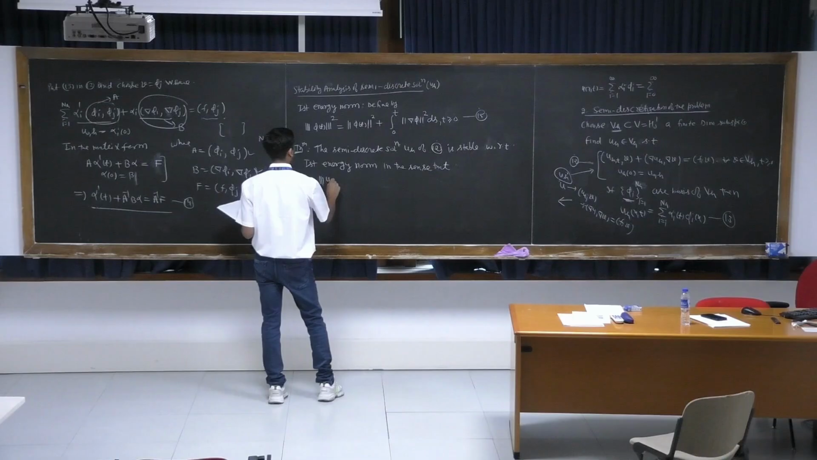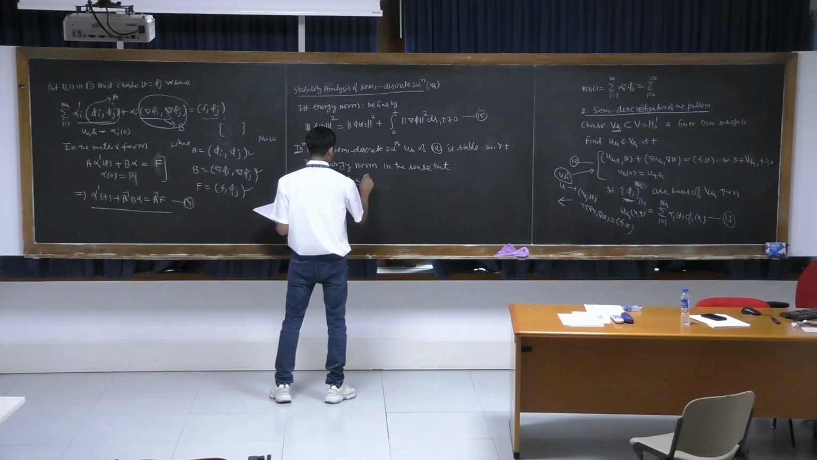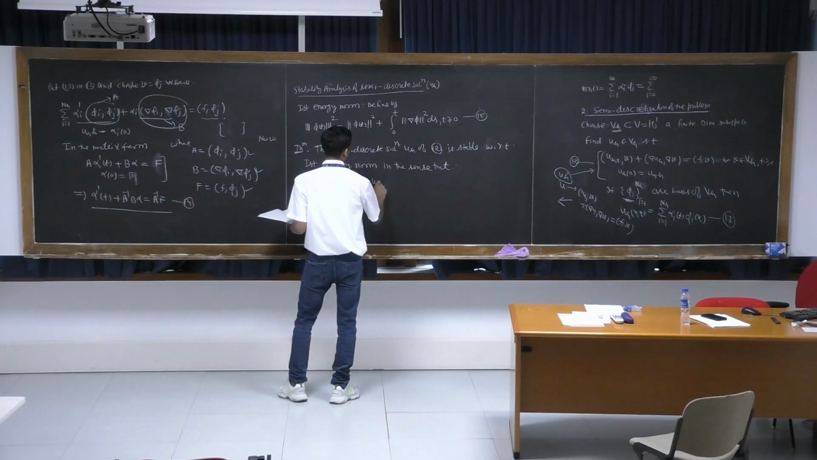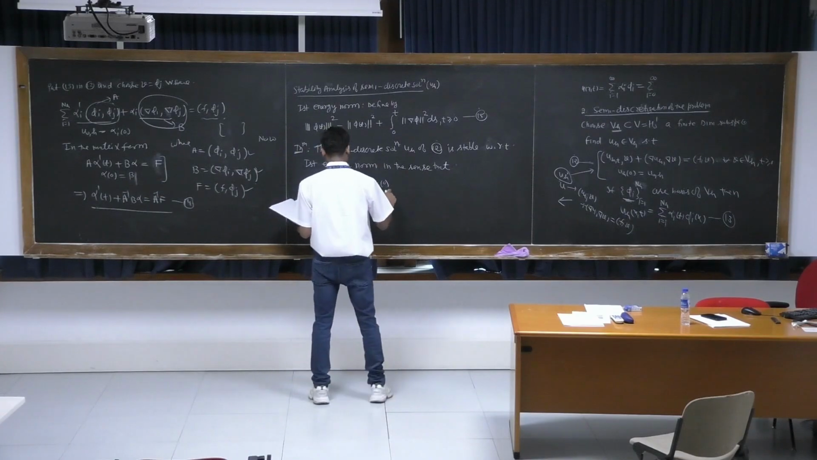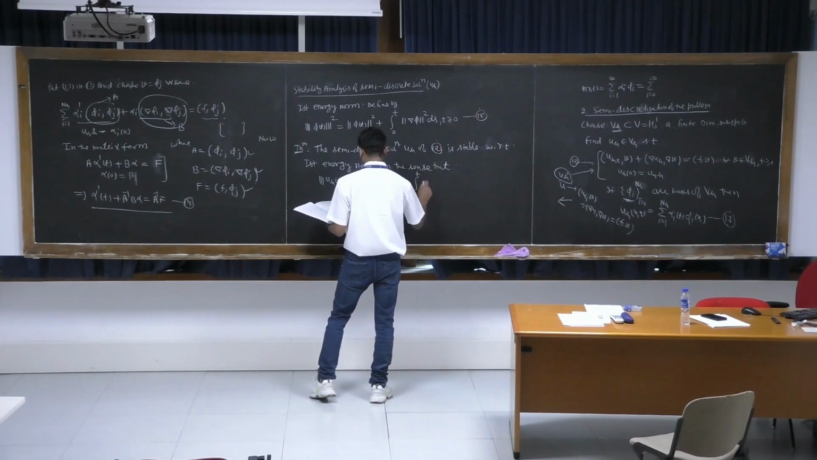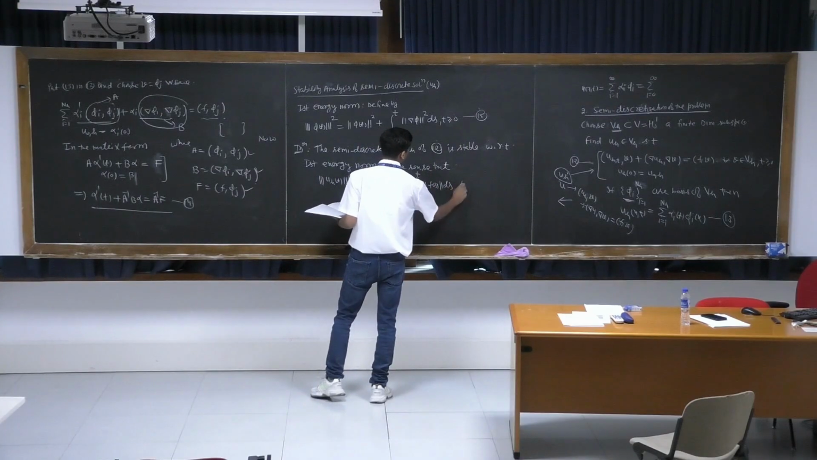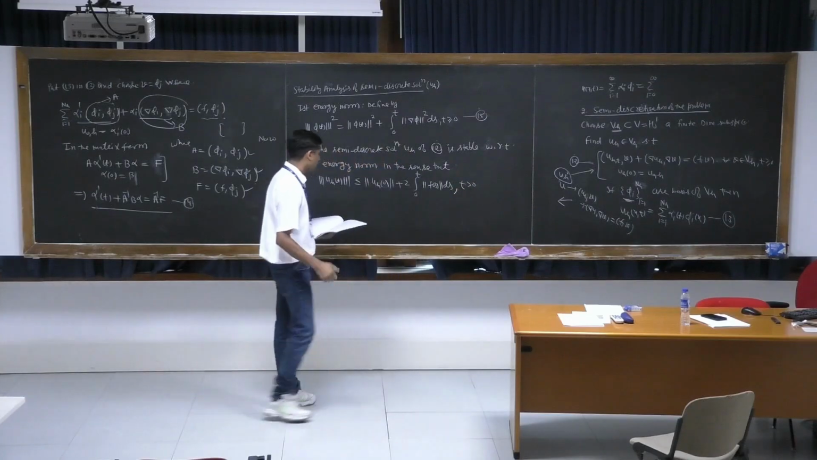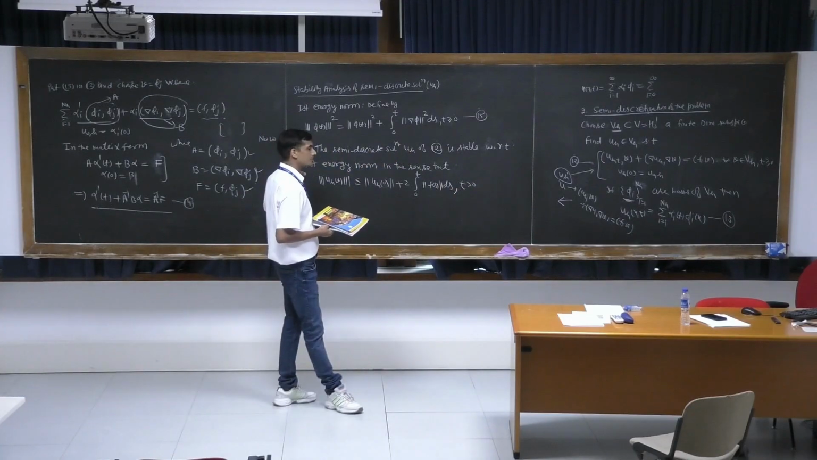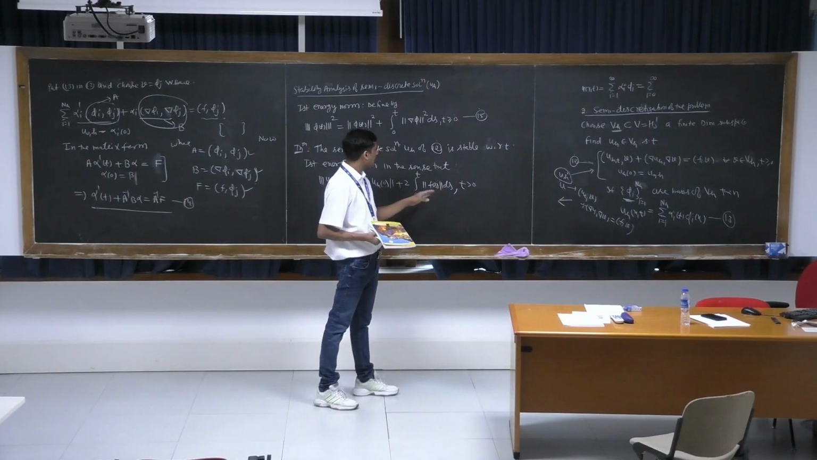triple bar u_h(t) is less than or equal to norm of u_h(0) plus twice the integral 0 to t of norm f(s) ds, t greater than 0. We can say that this theorem says that the first energy norm of this semi-discrete solution is bounded by this one.